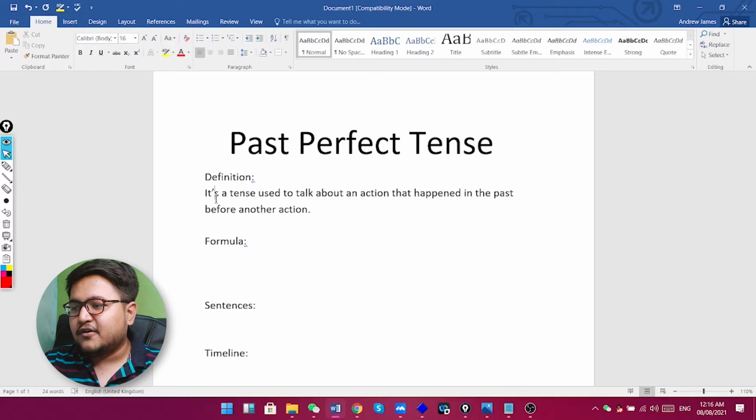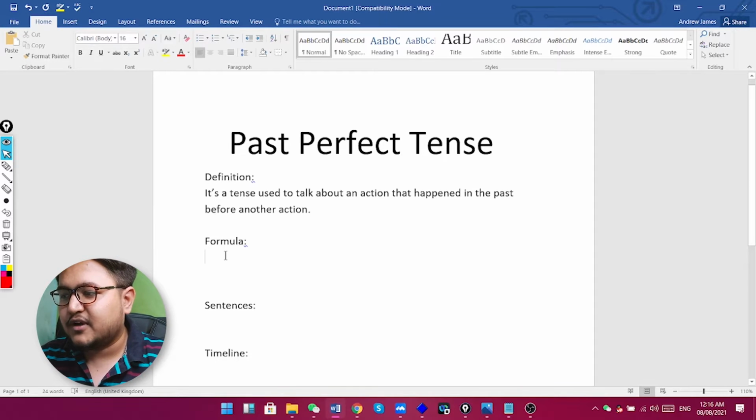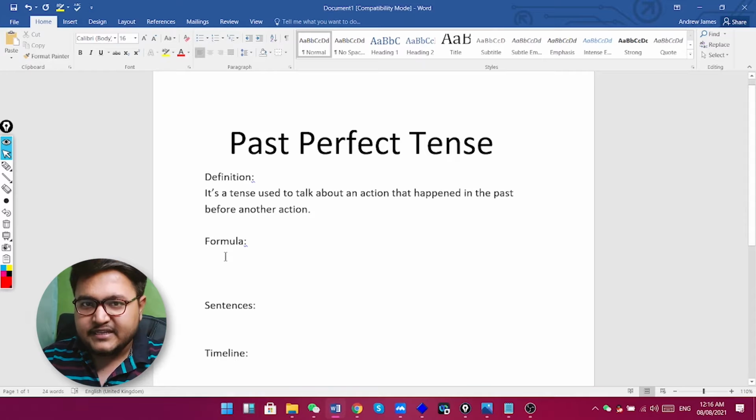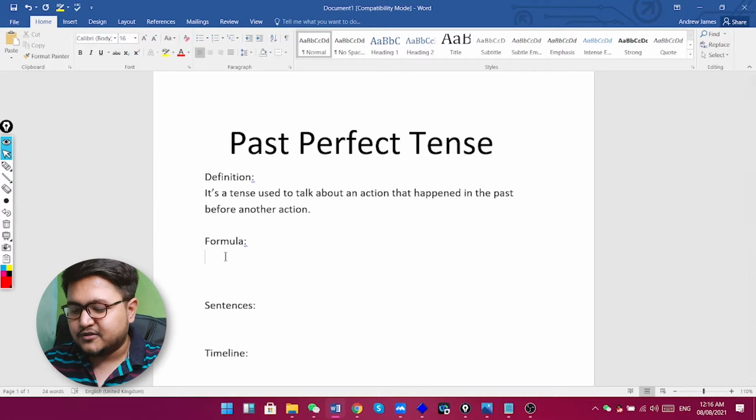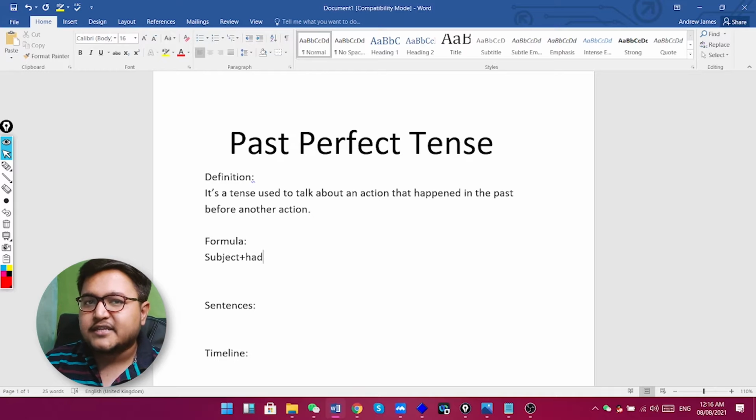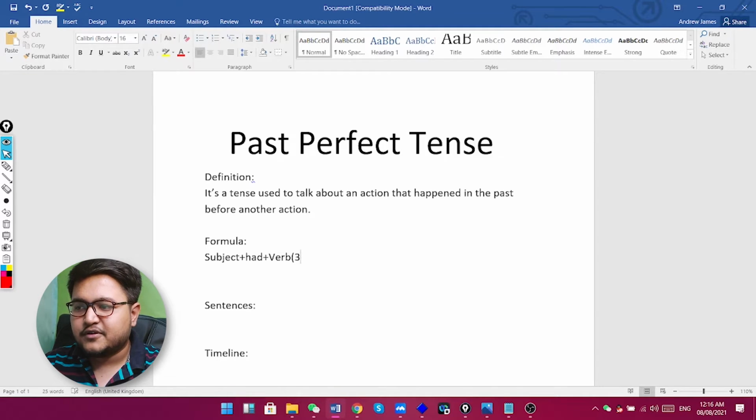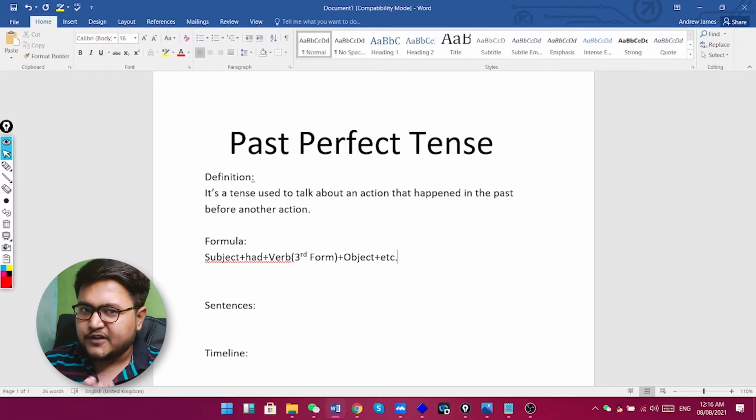Okay, so now let's try to have a formula for how to make these sentences. The formula is very simple. Subject plus had. Okay, we are going to use had with all the pronouns and nouns here. So subject plus had plus verb third form, or should we say past participle form, okay, plus object plus etc. So this is the formula we are going to use in our past perfect tense.